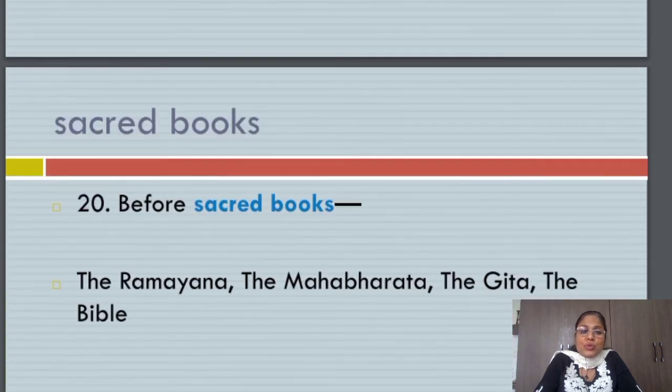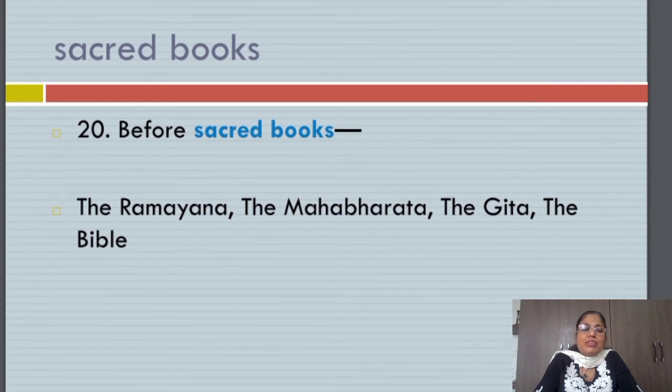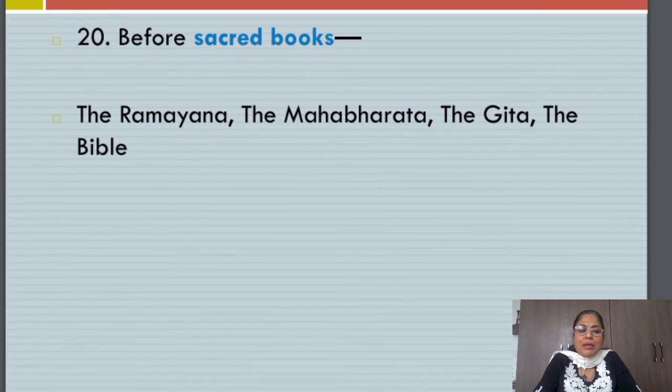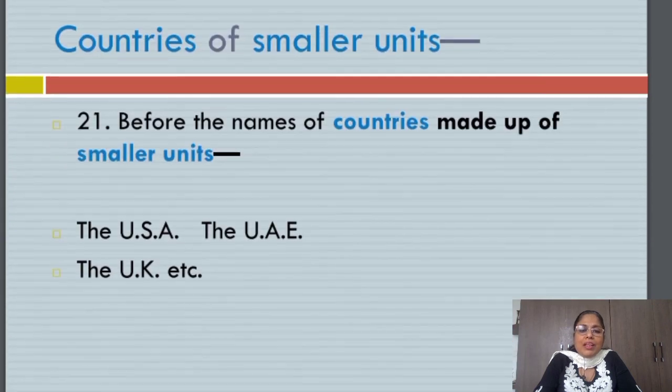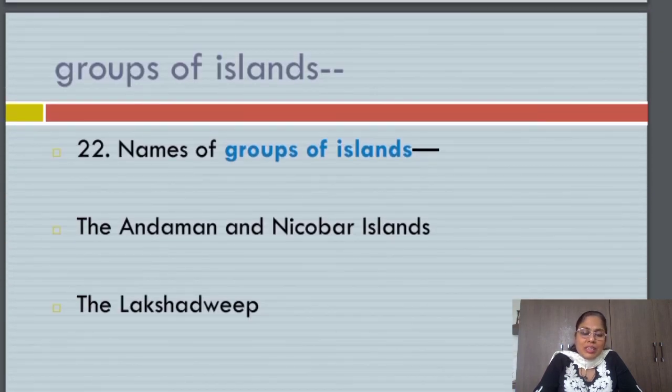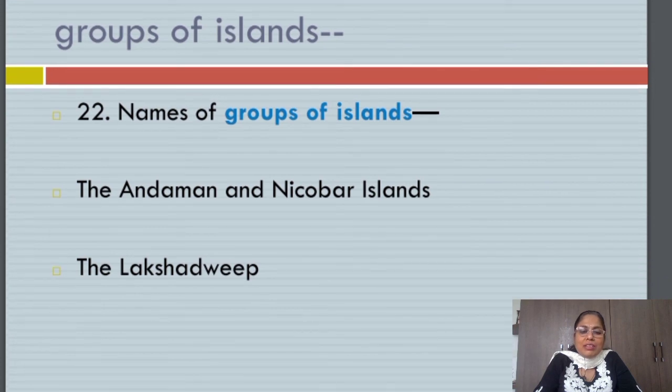The is also used before sacred books like the Ramayana, the Mahabharata, the Gita, the Bible, and so on. Countries of smaller units, especially countries that are acronyms also, like abbreviations. So I say the USA, the UAE, the UK, and so on. Groups of islands. So I say the Andaman and Nicobar Islands, the Lakshadweep Islands.